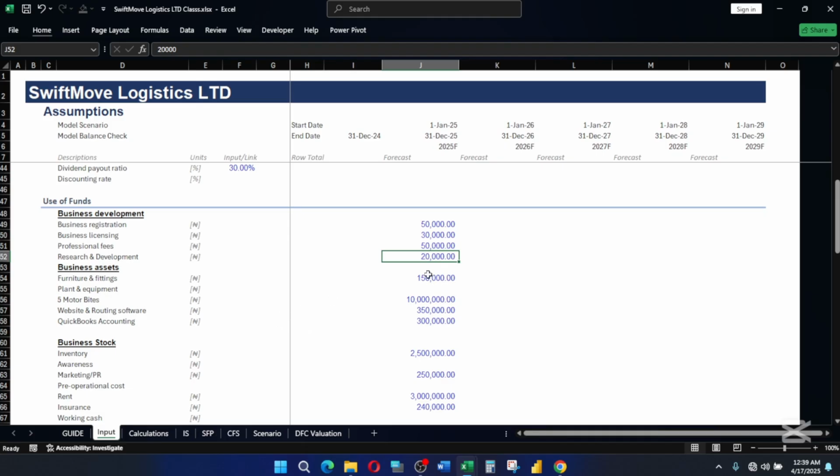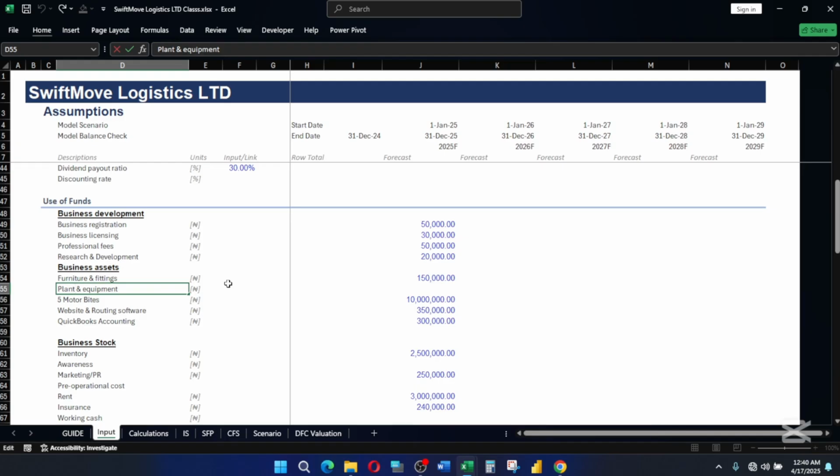So we have this, the business asset. Now on the part of the business asset, we are saying that okay, this is what we are going to use the asset. We have this furniture and fitting, which is going to be used in the office. Now we have the property, plant and equipment.